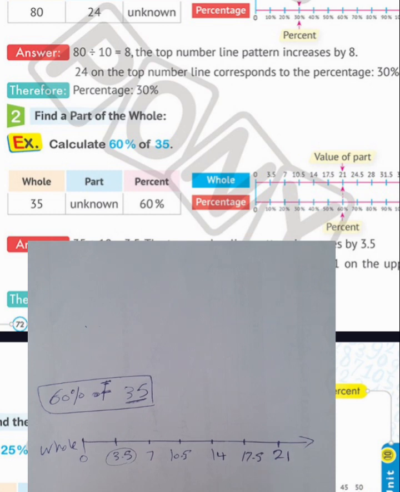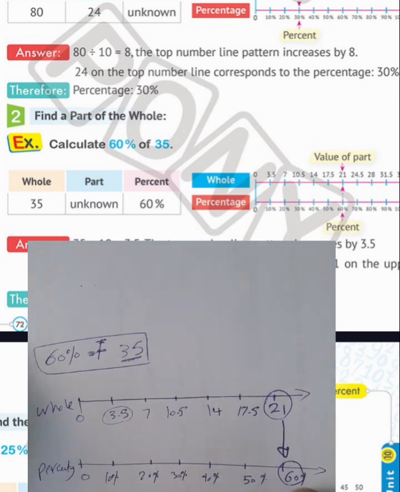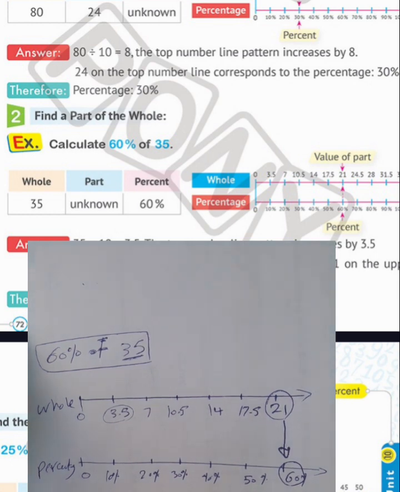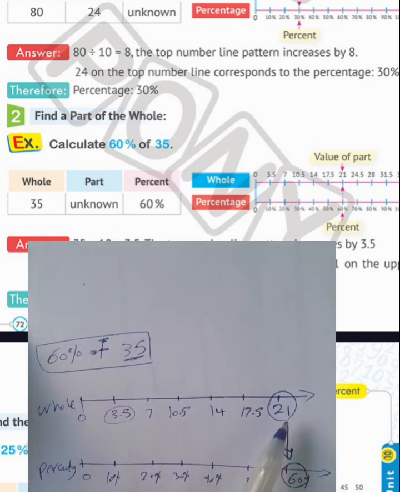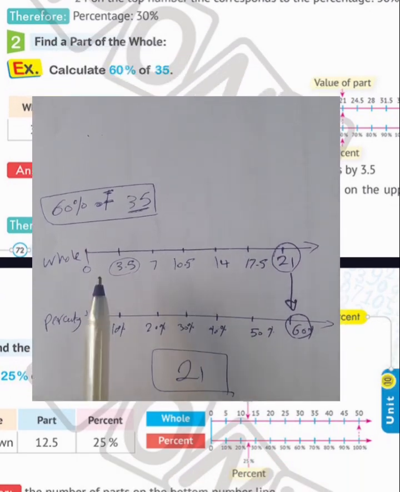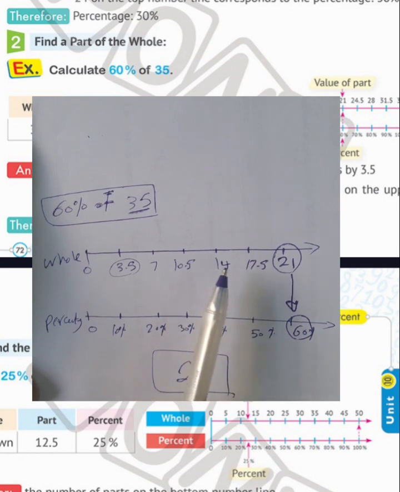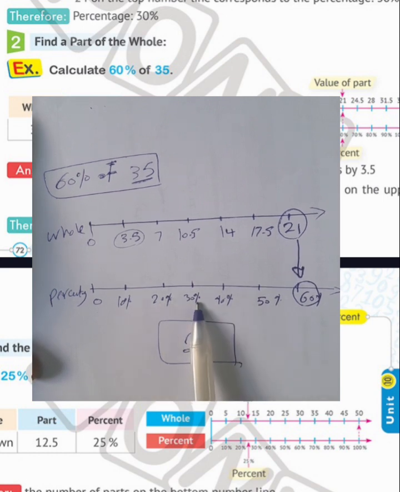and here 10%, 20%, 30%, 40%, 50%, 60%, then 60% refers to what? 21. Then the part here will be 21. Then the result will be 21. It means 60% of 35 will be 21. Again, 0 plus 3.5 will be 3.5, plus 3.5 is 7, 10.5, 14, 17.5, 21, and 0, 10%, 20%, 30%, 40%, 50%, 60%, going to 21, then the result will be 21.